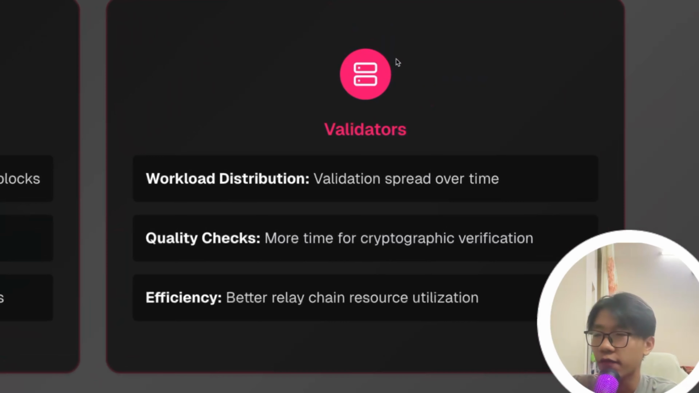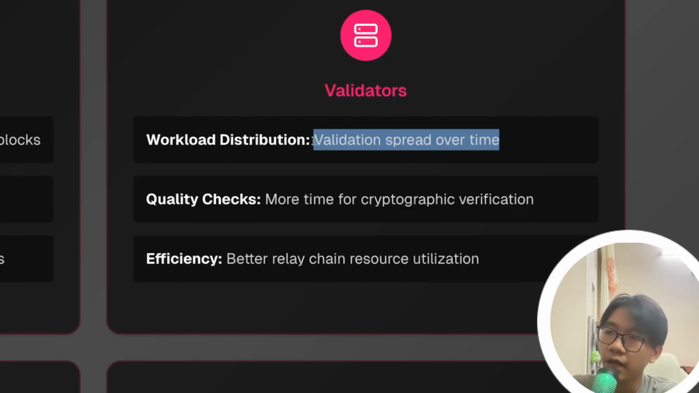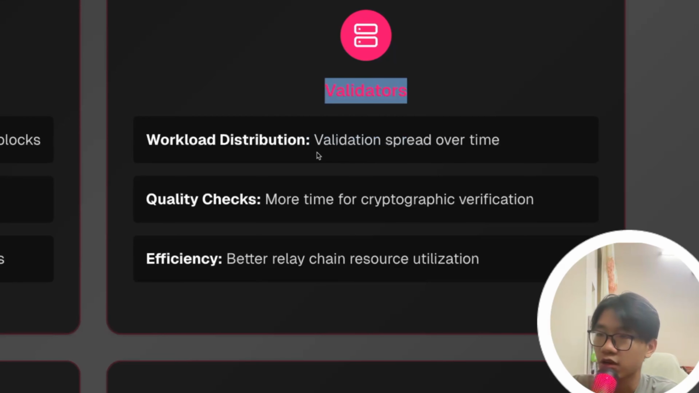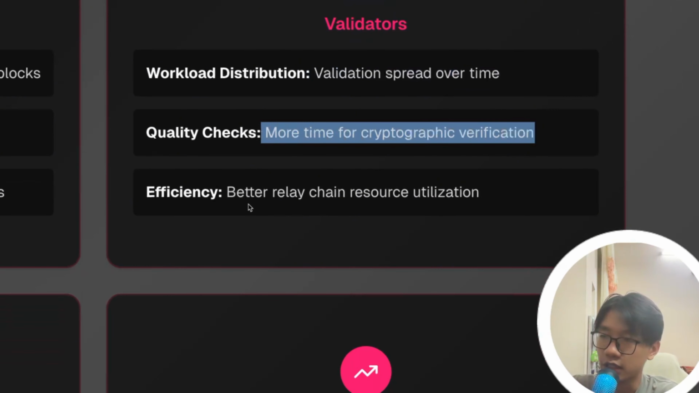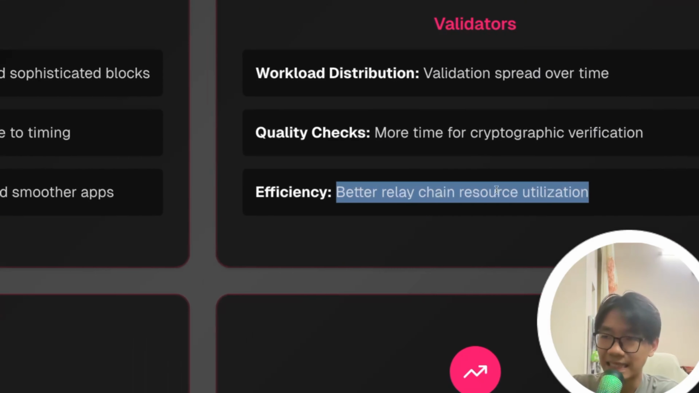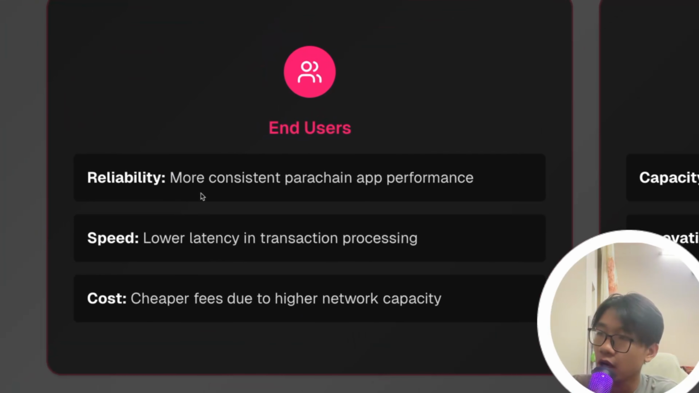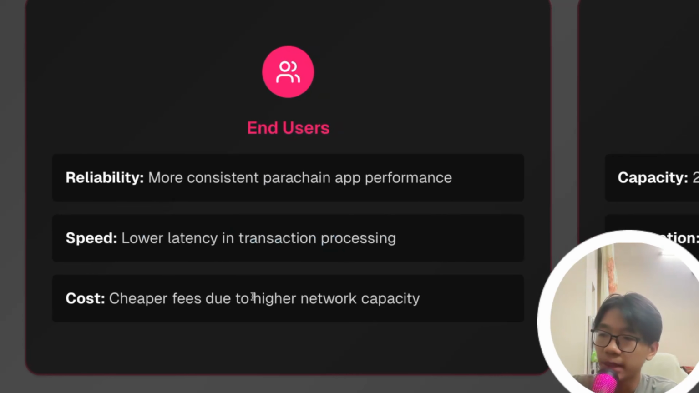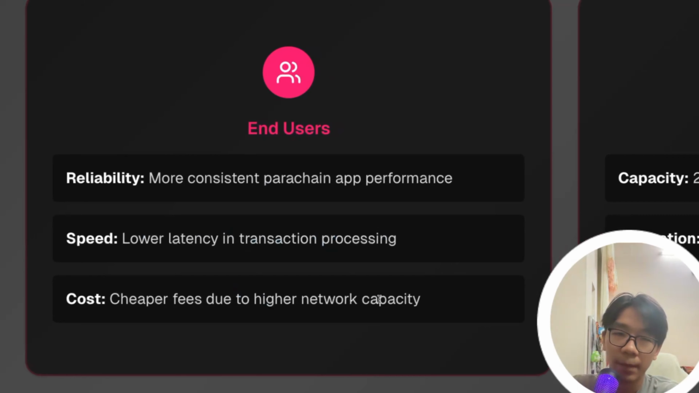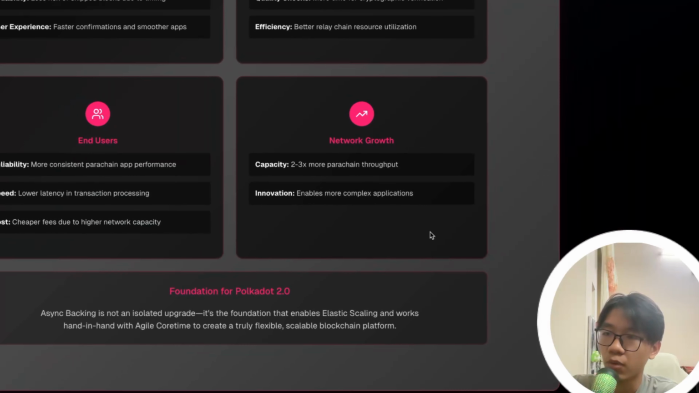For the validators, the workload distribution, as we mentioned, is that validation is spread over time, so validators are going to have more time to validate the block, more time for cryptographic verification, and also better relay chain resource utilization. And for the end consumer user, more consistent parachain app performance, because now we have more throughput, lower latency in transaction processing, and also cheaper fees due to higher network capacity. And the network rolls out 3 times parachain throughput and enables more complex applications.